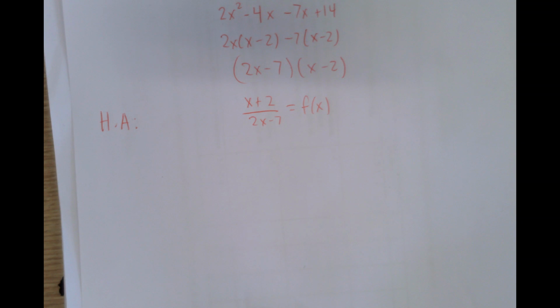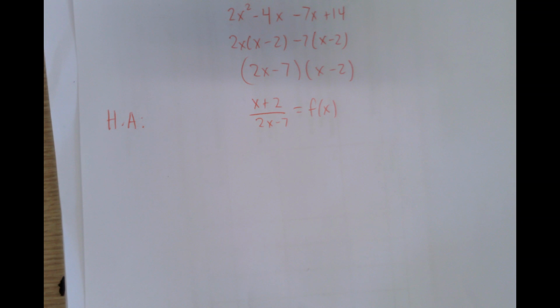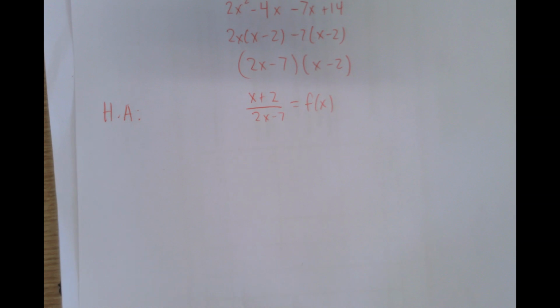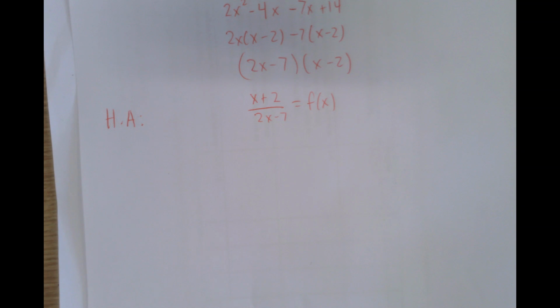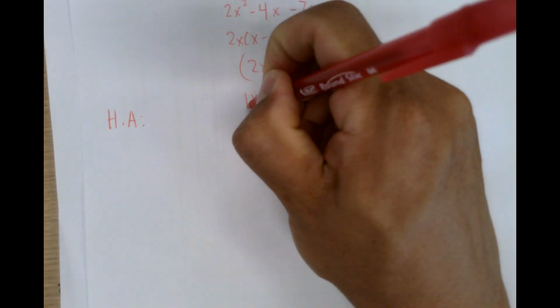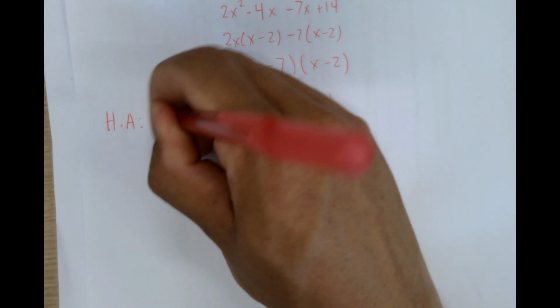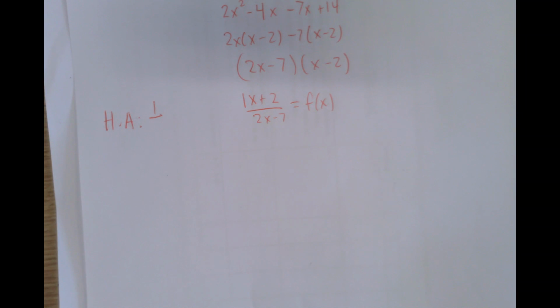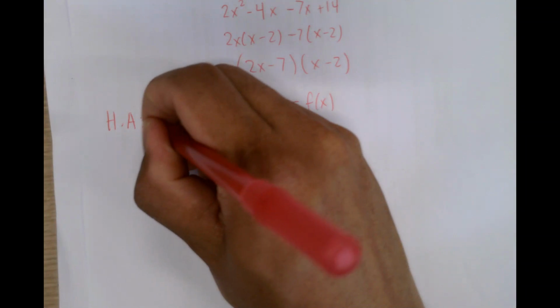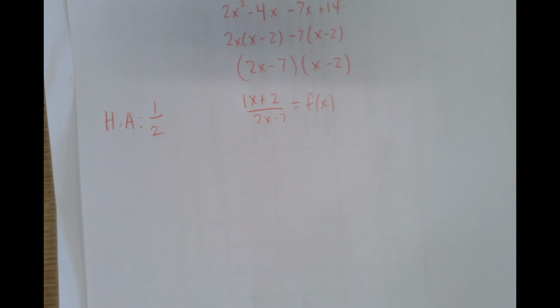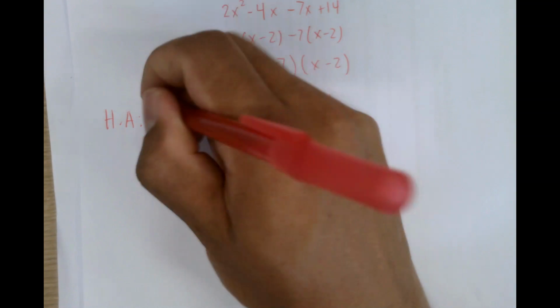So we meet the condition where they have the same exponents, so that means what do we do? Does anyone remember? Nathan? We divide the coefficients. So what's the coefficient, the one on top? 1, because there's a 1 in front of the x, so it's 1 divided by 2. So that means our h of a would be 1/2 is equal to y. Remember, it's horizontal asymptote.